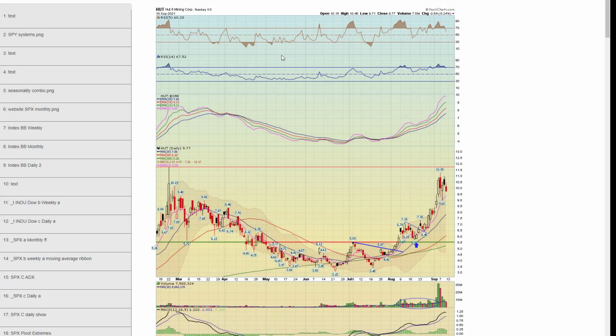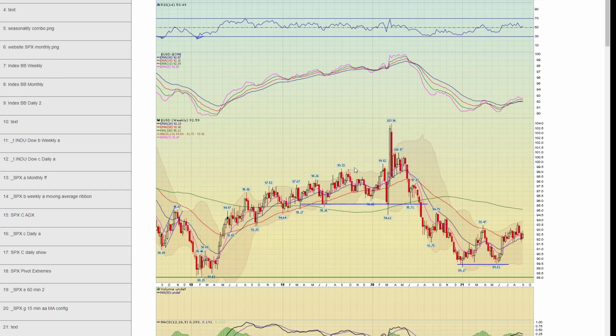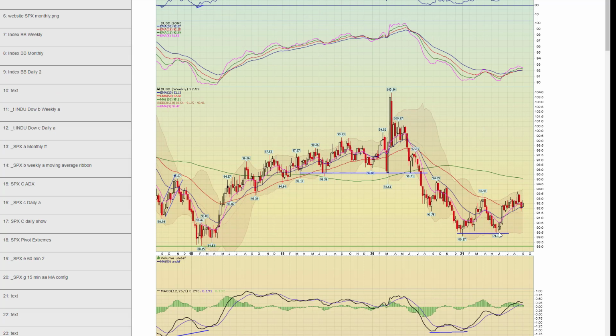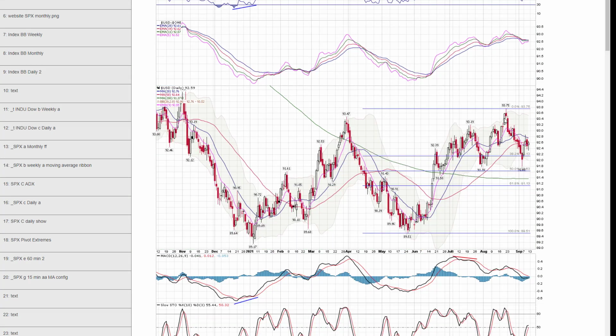Next. Let's move to the US dollar weekly view, up 0.6% essentially. We had this double bottom back here. Right now, there's kind of a lot of chop in here. Next. Chart 86, here's the daily view with some fibs.